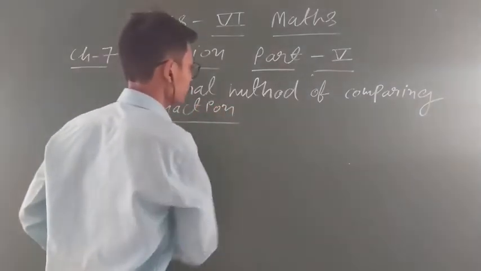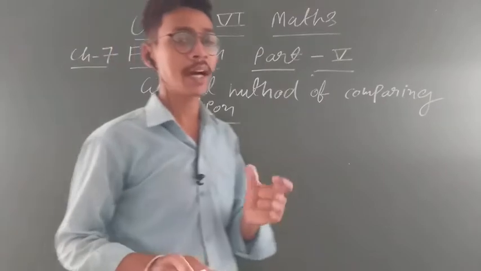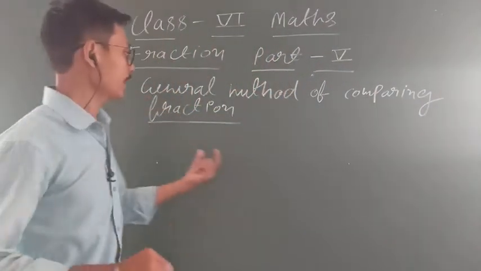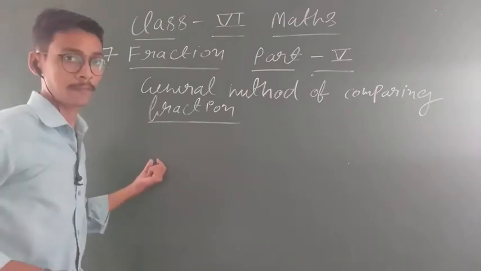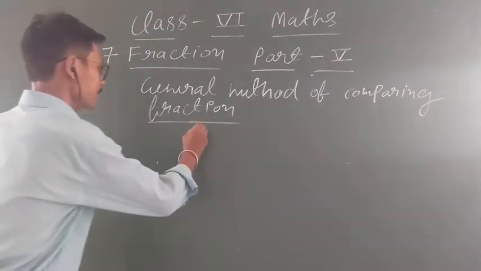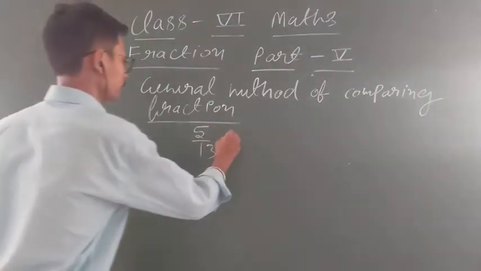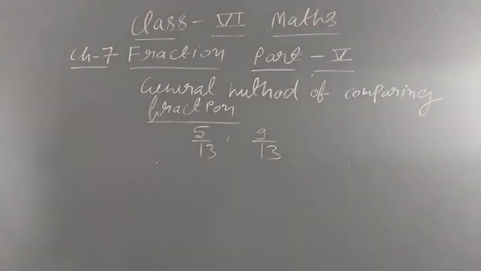So student, what is the general method? You can take the LCM or you can do cross multiplication. In 5th standard also, I think you solved questions based on this. Okay, so now first we will discuss the general method. For example, it is given 5 upon 13 and 9 upon 13. Now student, I want to know which one is greater.